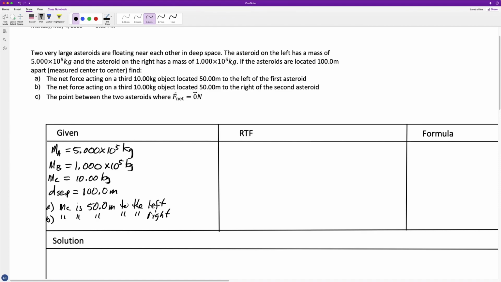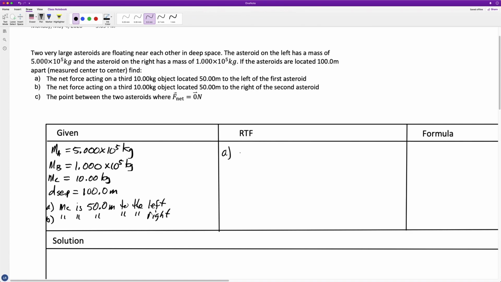And in part C, we're actually trying to find a neutral point between them. So we're looking for the point between the 2 asteroids where F net is equal to 0. So where we would actually be able to place our third mass so the net force is equal to 0. And that one involves some more tricky algebra.